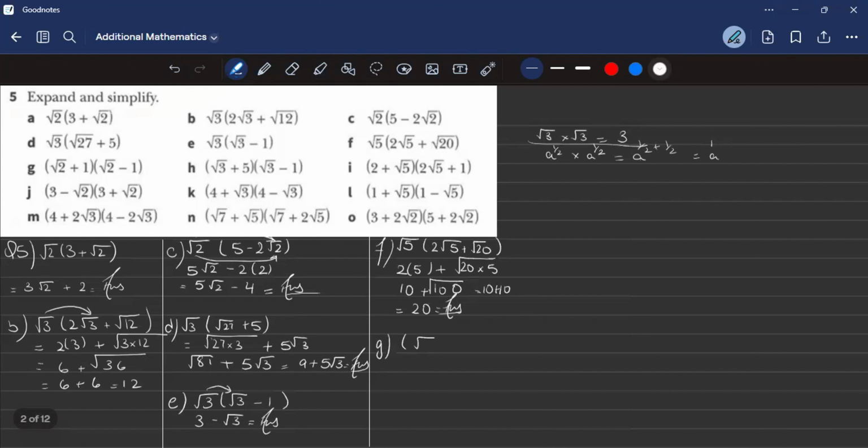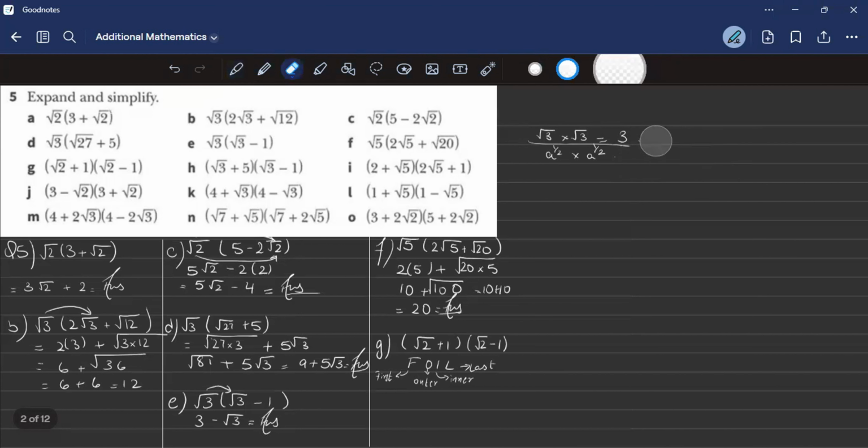So G is (√2 + 1)(√2 − 1). I'm going to be using my FOIL method here, and I hope you know what the FOIL method is. F for first, O for outer, I for inner, and L for last. Now it's really important to memorize this because without the FOIL method, I find it really, really hard to multiply brackets.